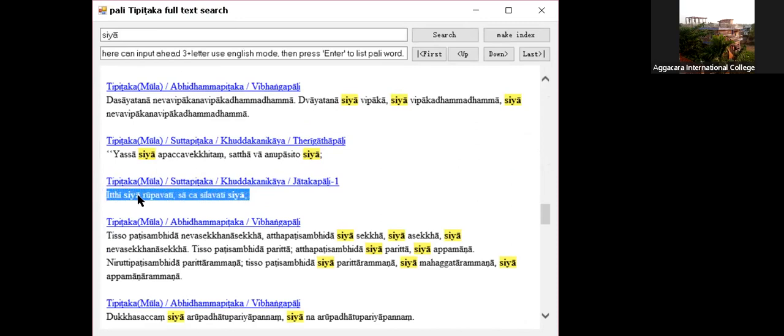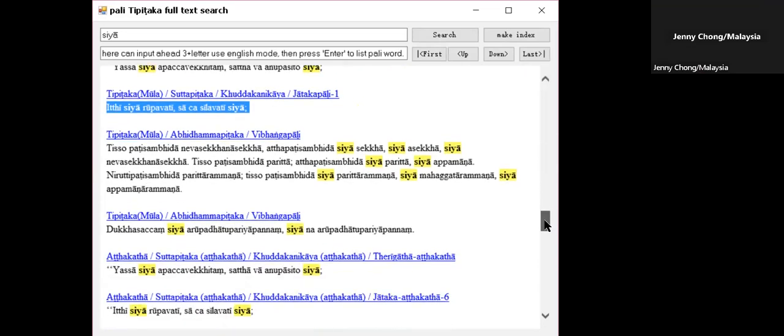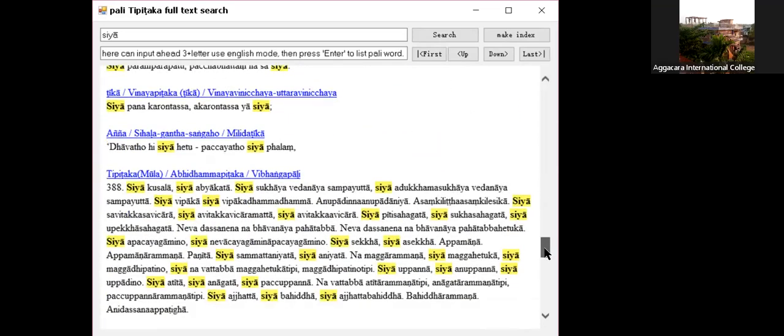Iti is female. This female, maybe talking about a certain female, would be Rupavati. Rupa is a look, vati is has. So this female has a good look. She, and she is, would be Silavati. She has morality. Okay, Jenny? Okay, yeah. So let's look at some more.